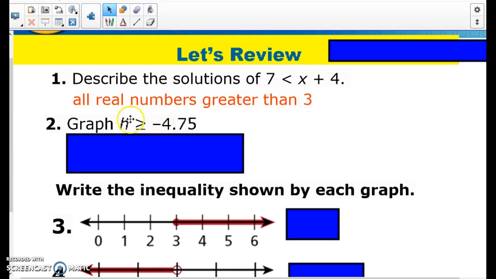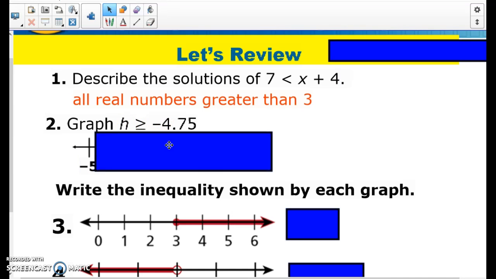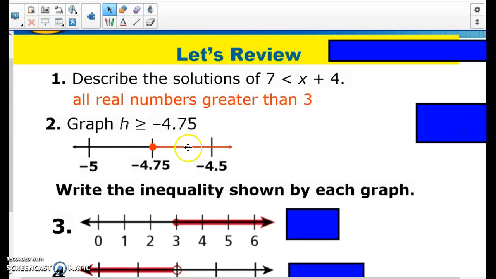Here I'm going to graph it. I have a greater than or equal to, so I know it's going to be a filled-in circle. And I'm graphing numbers bigger than negative 4.75. So like negative 4.5 and so on and so on.